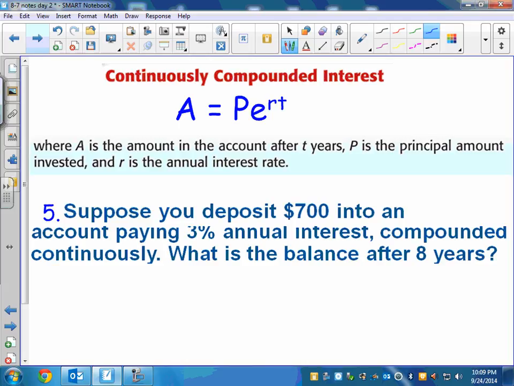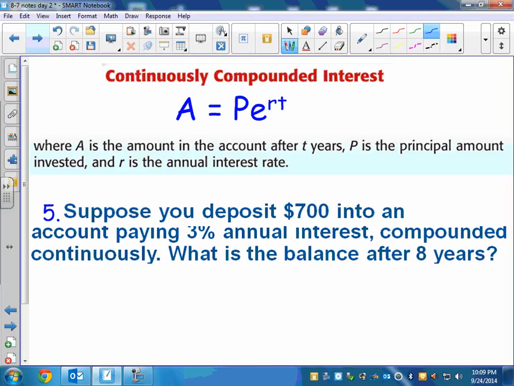One more thing here. I'm almost done. We talked about that interest formula before where it was compounded n times a year. We also have this formula called continuously compounded interest, and that means interest is compounded continuously. So again, this is a formula. You need to know what to plug in. It says A is the amount in the account after t years, P is the principal amount invested, and r is the annual interest rate.